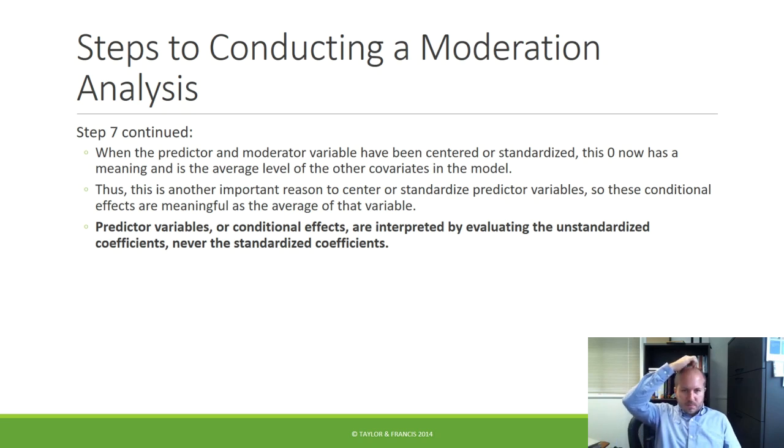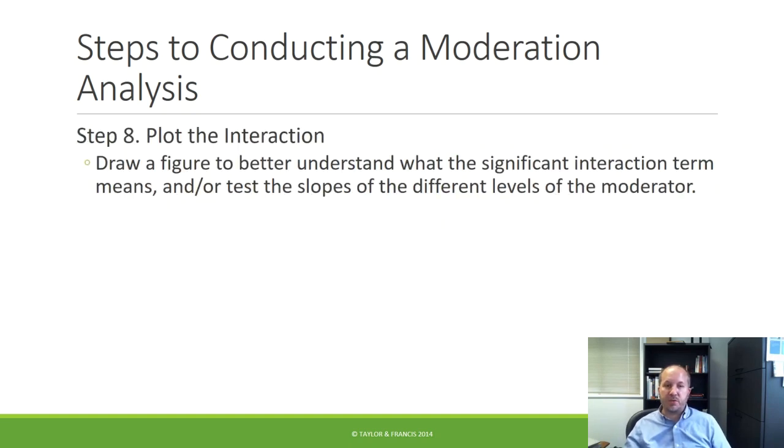So when we've centered them or standardized them, 0 is now the mean, and because we have already standardized them, we're going to be reporting the unstandardized results. When we're conducting a moderation analysis, we don't need to ask for the standardized results because they're meaningless. We already have them because we've standardized those variables. The last thing we do is plot the interaction term.